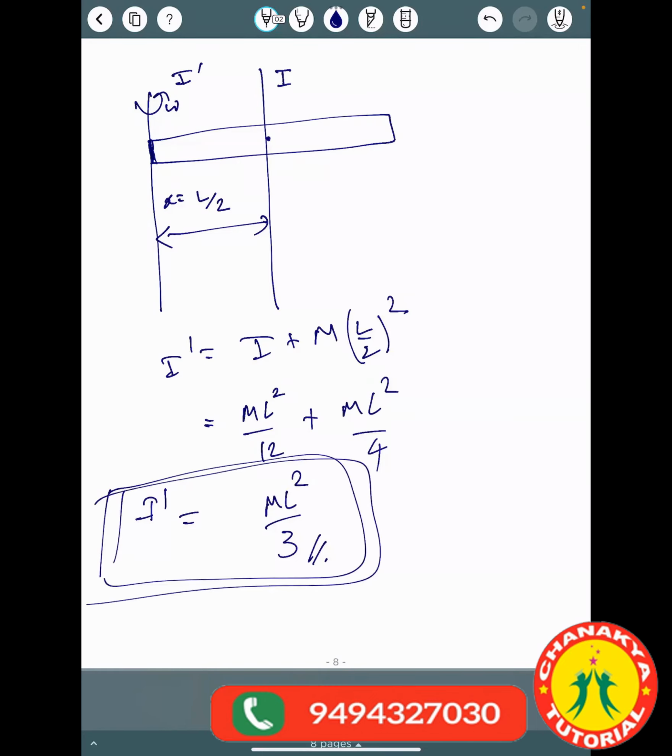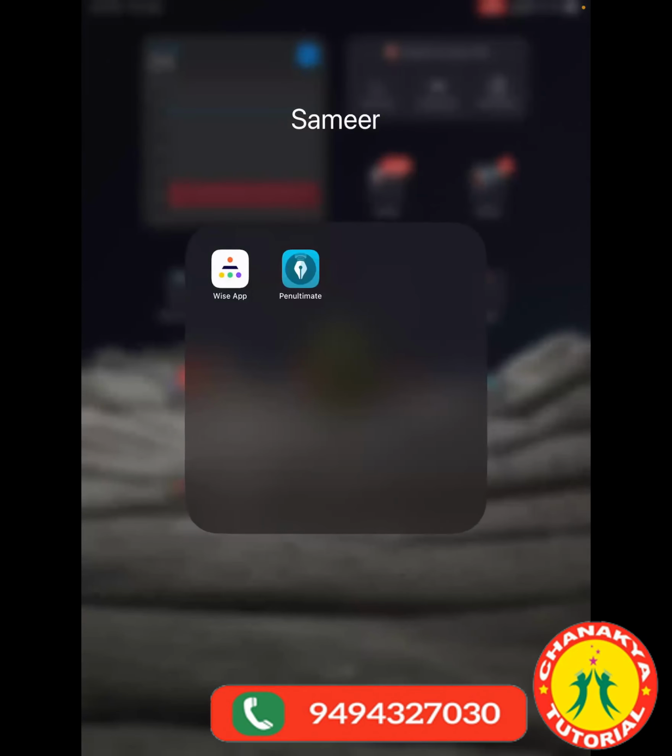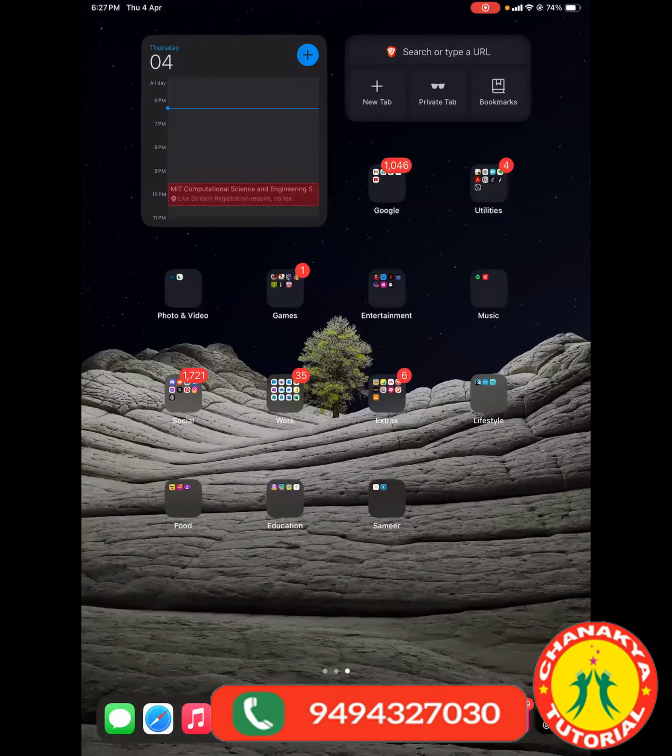Simple, right? Yes, sir. Parallel axis questions only they ask mostly. So shall we do some questions? Yes, sir. Okay, so just give me a second.